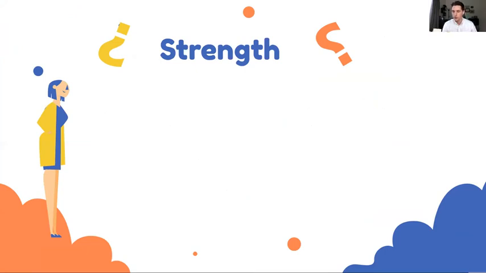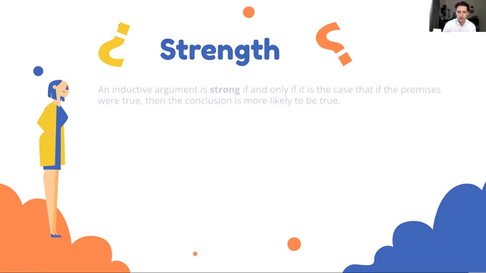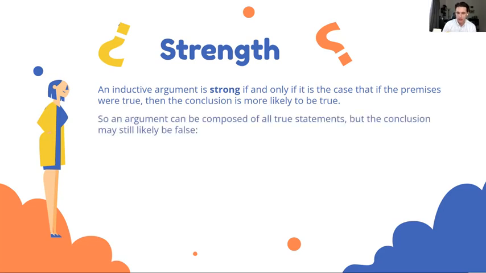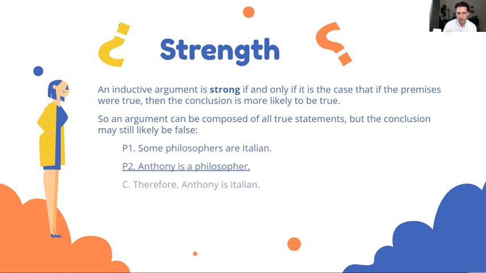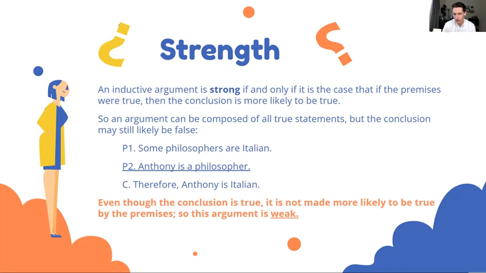When we use terms like all or none or some, those are deductive words. So that's why we assign strength or weakness to an inductive argument. So a strong argument is any inductive argument where, if the premises were true, then the conclusion is more likely to be true than not. That would be a strong argument. So an argument can be composed of all true statements, but the conclusion may still likely be false. Right? Some philosophers are Italian. Anthony is a philosopher. Therefore, Anthony is Italian. Right? It's still possible that I'm not Italian. And so in this case, this would be a weak argument.